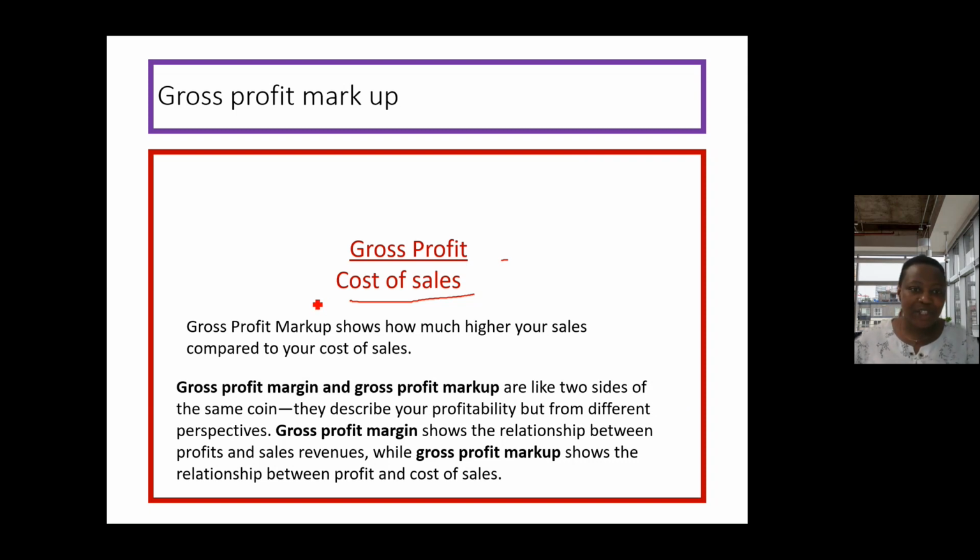Okay, so far we've looked at the profitability ratios, and we have looked particularly at gross profit margin, net profit margin, and return on capital employed. We've touched a little on return on equity, and then we have finally looked at gross profit markup. In subsequent videos, we'll be solving questions in relation to this. So please ensure you understand this before you watch the videos where we're answering questions.